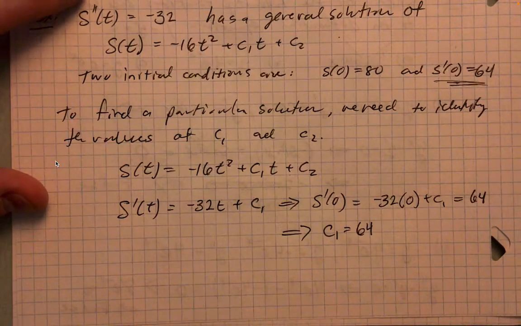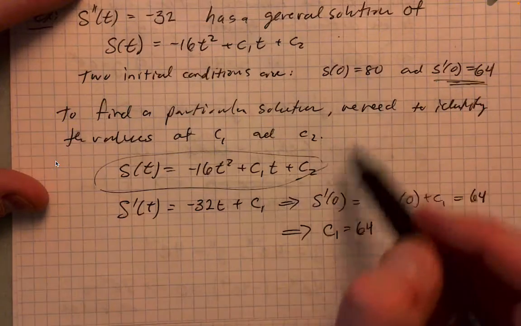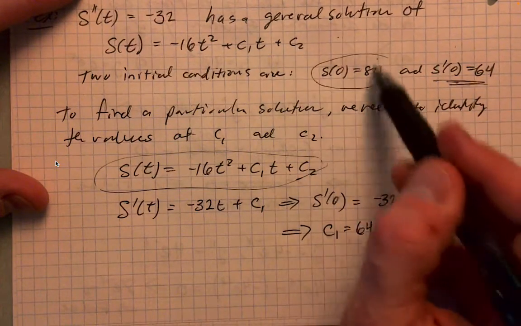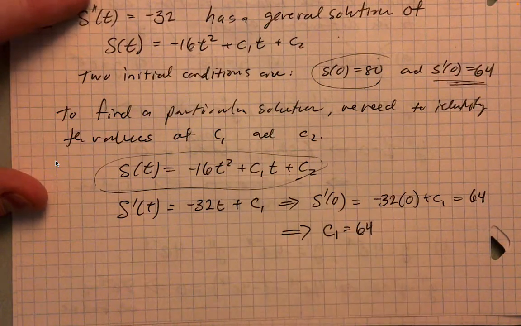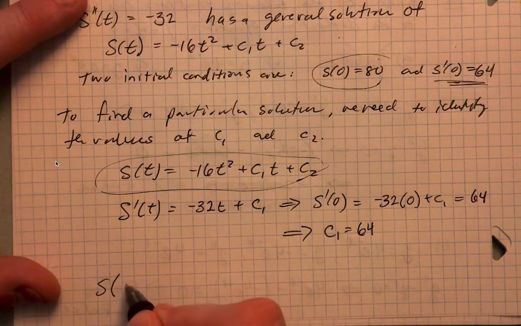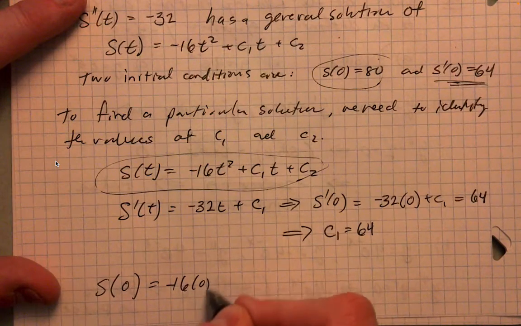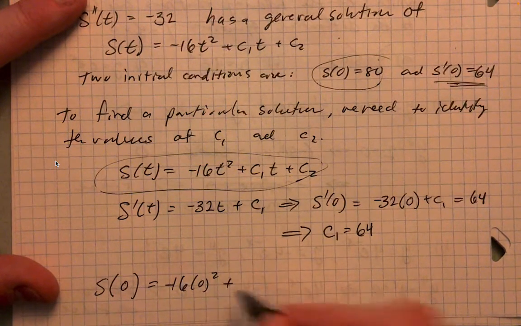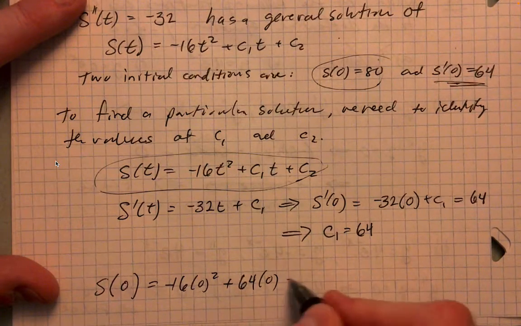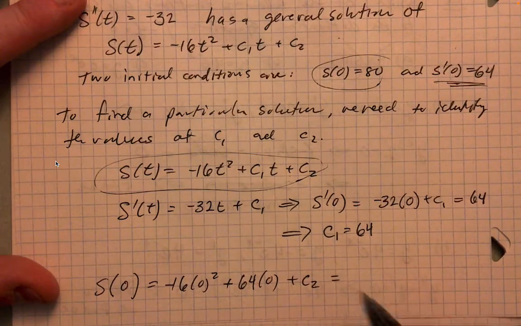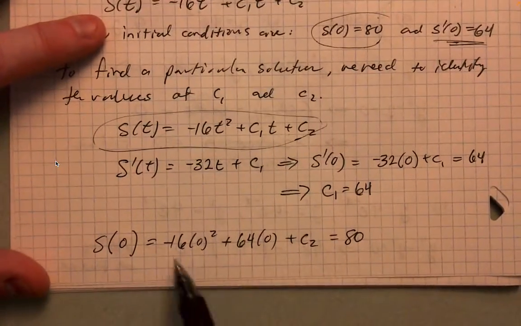Okay, and then the other one can be gotten from this, right? The other constant, C2, can be found using this combined with the fact that we know C1 is now 64. So S of 0, which is equal to negative 16 times 0 squared, plus C1, which is 64 times 0, plus C2 is equal to 80. Right, so this is kind of a straightforward example.